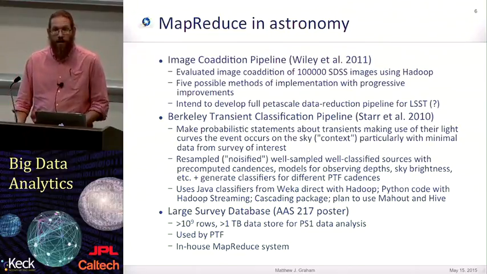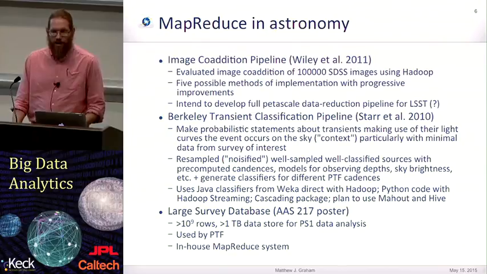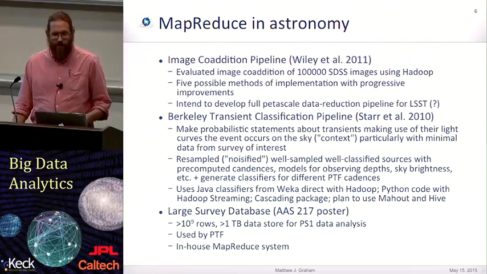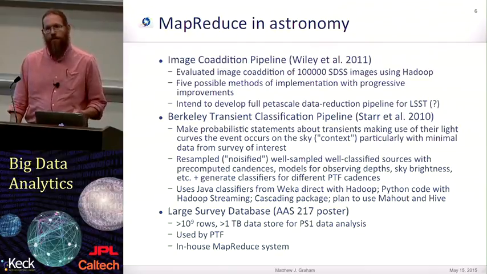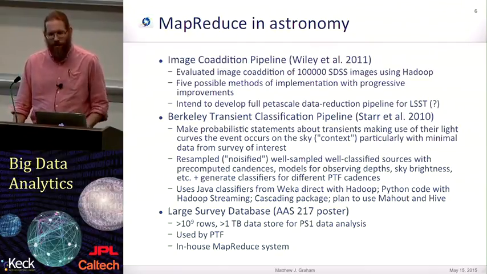And finally, there's another example, which is the Large Survey Database. It's intended to be a data store, at least a terascale, if not a petascale, data store for astronomical data. It's used by Pan-STARRS 1 for data analysis, and it's also used by the Palomar Transient Factory, and it has an in-house MapReduce system within it.